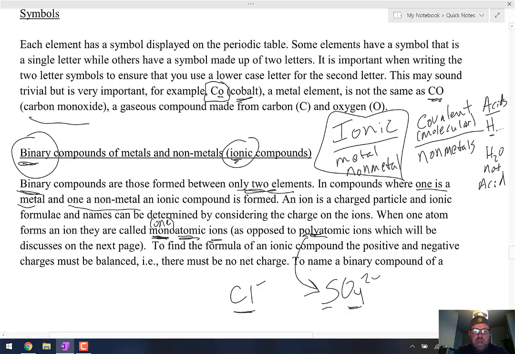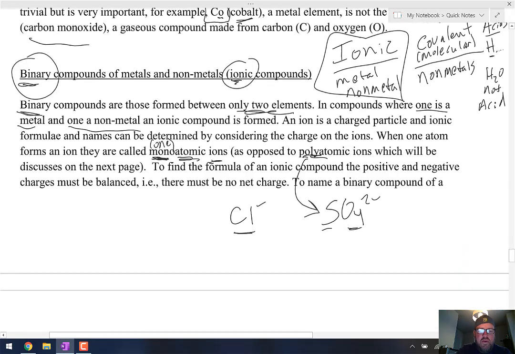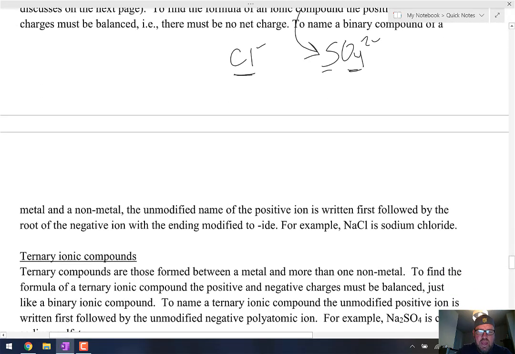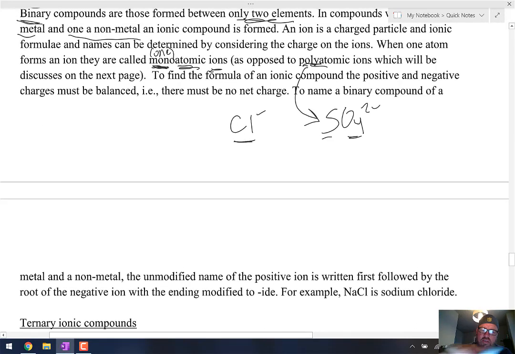Okay, so to find the formula of an ionic compound, you simply have to balance the charges. What that means is that if you have Na plus and you have Cl minus, that means sodium loses one electron, chlorine gains one, and so basically what you have to do is cancel out the charges. So it's NaCl.